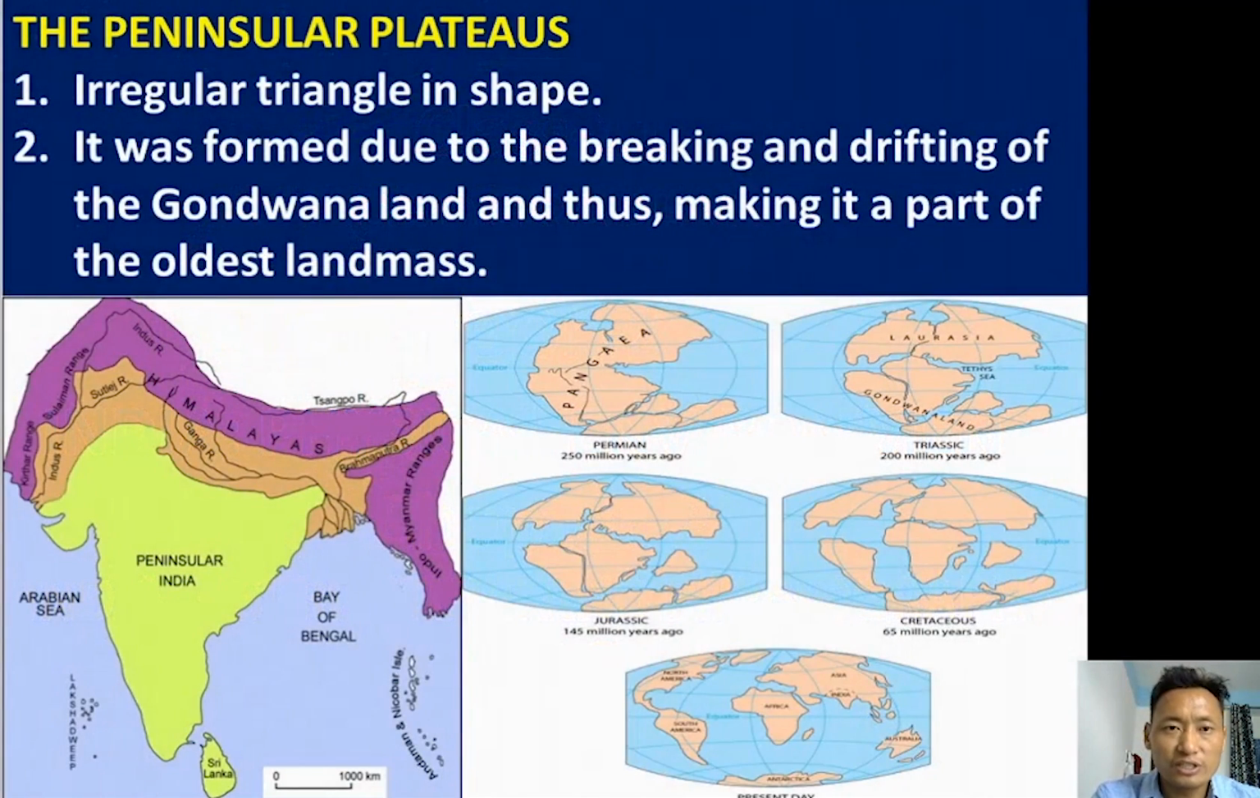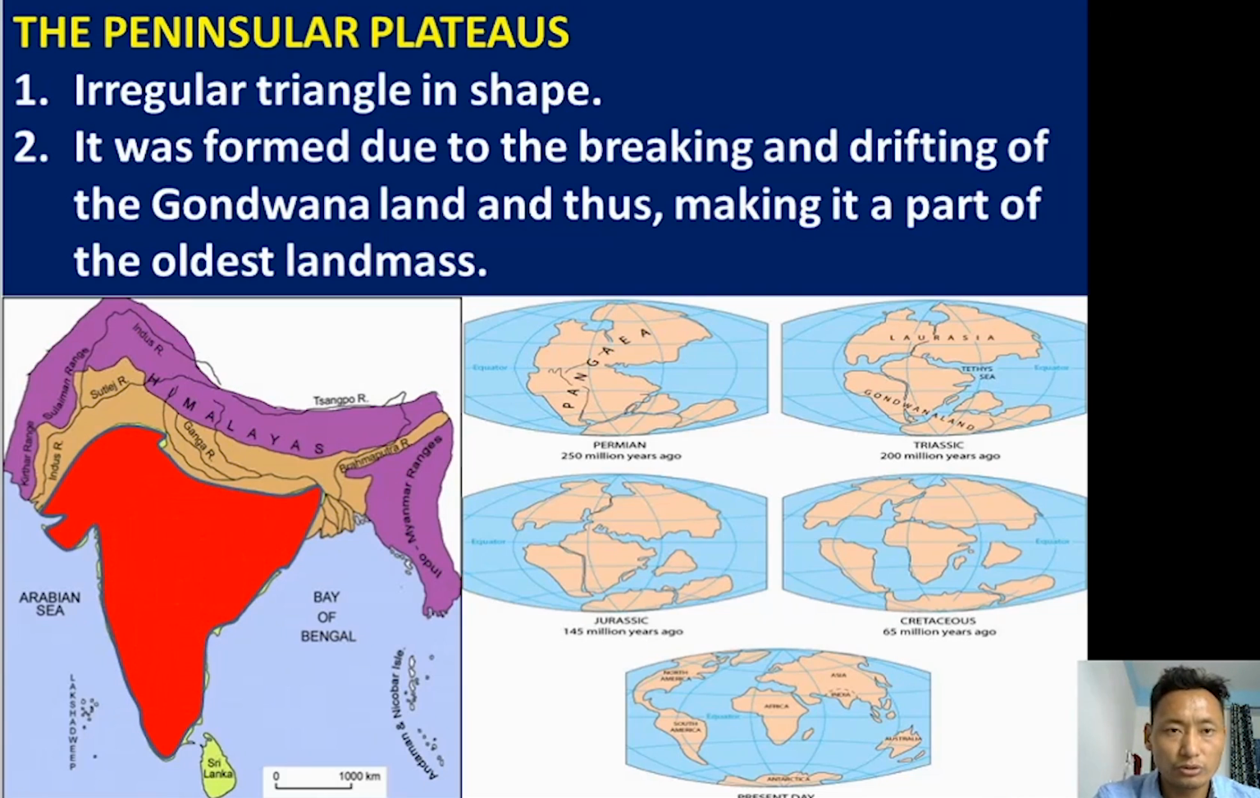So the fourth physical feature of India that we are going to learn in this class is the peninsular plateaus. If you talk about the peninsular plateau of India, it is an irregular triangle in shape. This is the location of the peninsular plateau. This particular peninsular plateau was formed due to the breaking and drifting of Gondwana land.